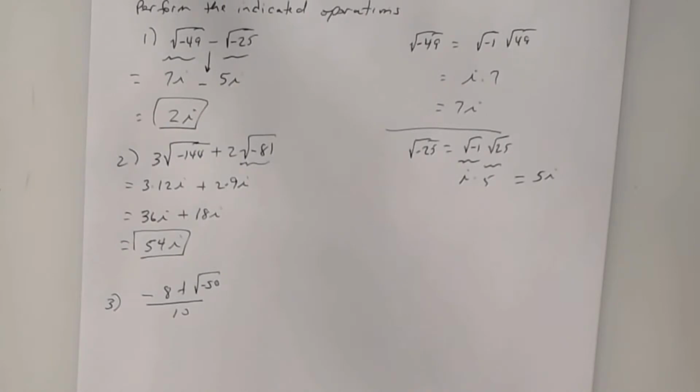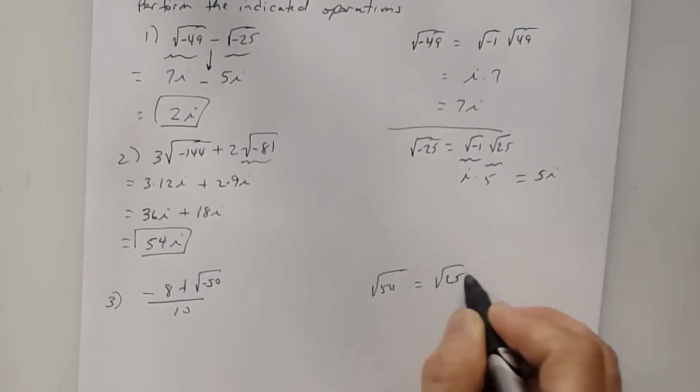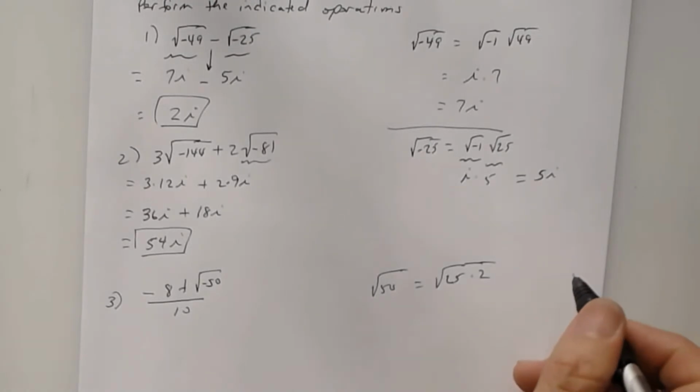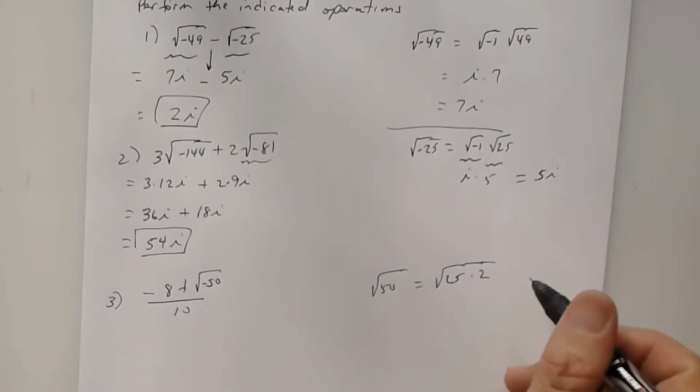7 times what whole number is 50? Who said 7, by the way? I did. Okay. All right. So the square root of 50 is the square root of 25 times 2, right? Remember how we wrote this? 50 is not a perfect square, so you have to think about what perfect square goes into 50. So you have to remember what your perfect squares are.